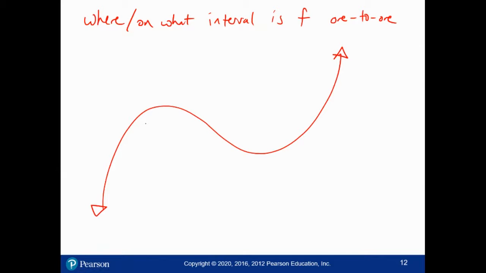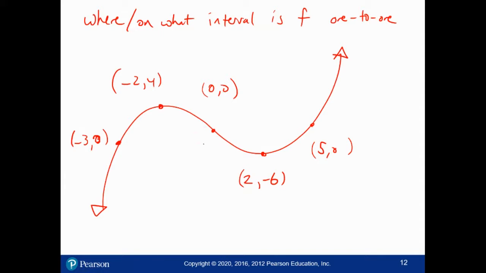Okay, I'll just go ahead and label this point right here, let's say it's -2, 4. This right here is 0, 0. This right here is 2, -6. Let's call this 5, 0. And I can label this one over here as, say, -3, 0. So here are a few points labeled on this graph. Can you give me an interval on which it's 1 to 1?